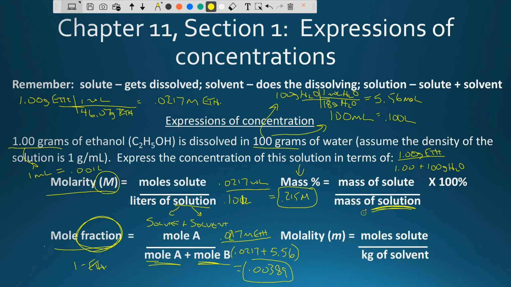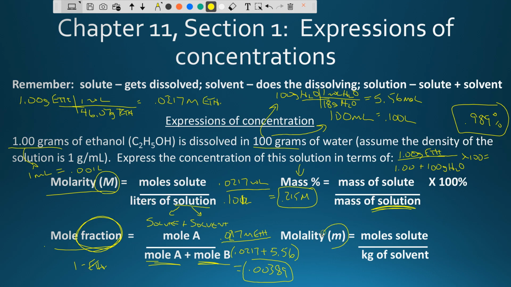Now remember, this is mass, so we leave it in grams. This is not moles, and we multiply that by 100%. I end up with an answer here of 0.989% ethanol. Okay, so pretty straightforward. Watch out though, it's of the entire solution, so you have to add the two together.